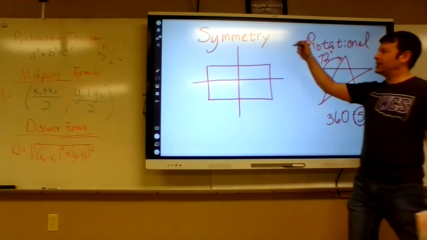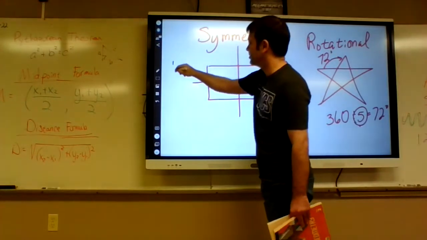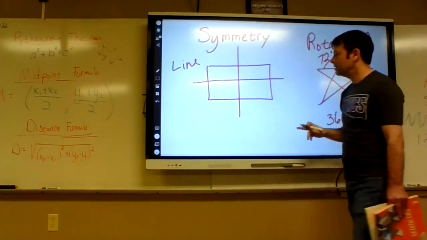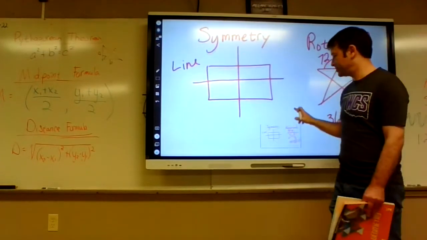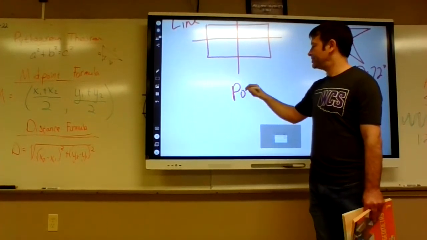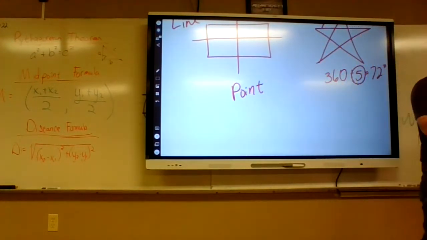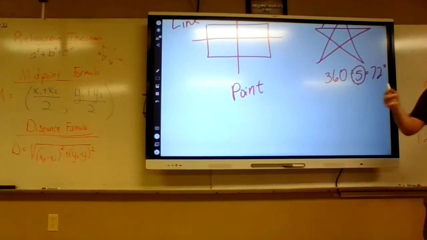So there's normal line symmetry, there's rotational symmetry, and then the last one is called point symmetry. And point symmetry basically means it's rotational symmetry of exactly 180 degrees. So if you turn it 180, half a turn, does it look identical to what it started as?